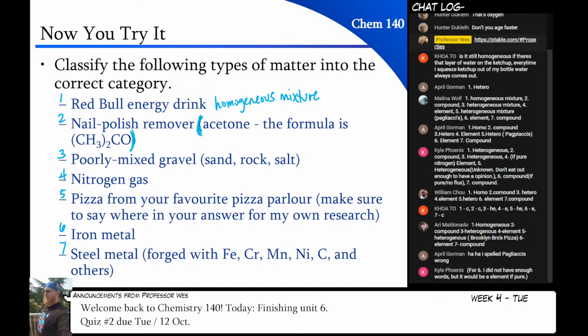For number two, if nail polish remover is 100% acetone, now it's not. Usually it's a mixture of water and acetone, but let's assume for the sake of this problem that it's just acetone, and this is its formula, that's multiple atoms in the formula of the substance. So we would call that a compound.